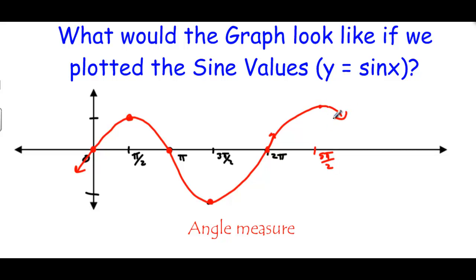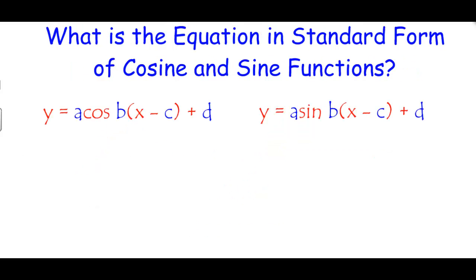And this would continue over and over and over again. So here are our basic equations for the standard form for cosine and sine functions. If you notice, they're the exact same, except the cosine function will have a cosine, the sine function will have a sine. We have 4 terms, just like all the other translations we've done this year.